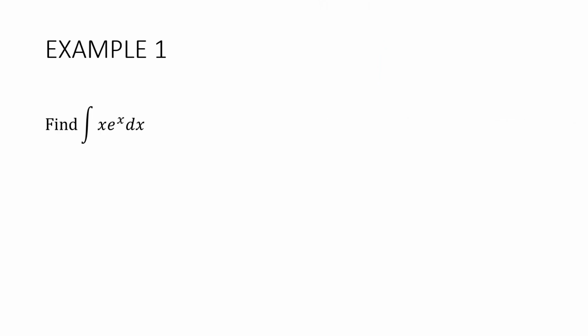Here's our first example. Find the integral of x e to the x. You can see substitution is not a viable method because we've got nothing to substitute. This is not a composite function. So this is where I want you to start considering that integration by parts might be an option.